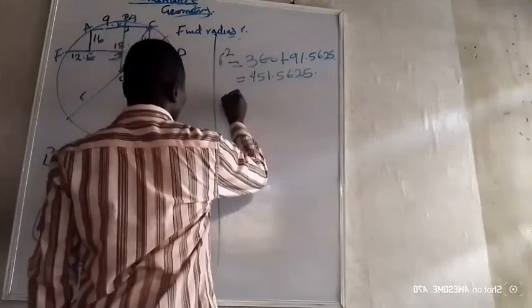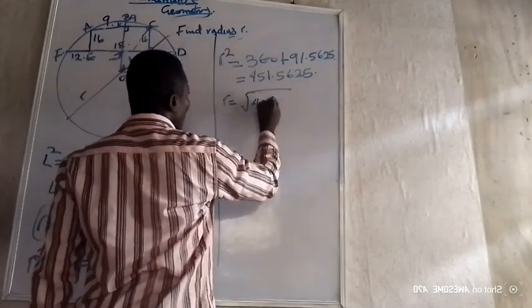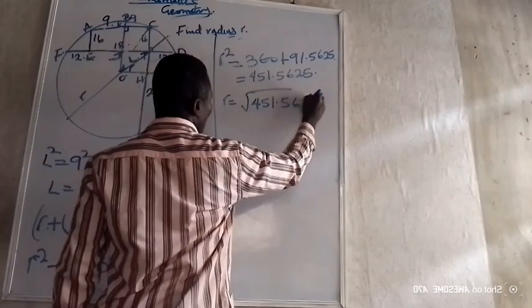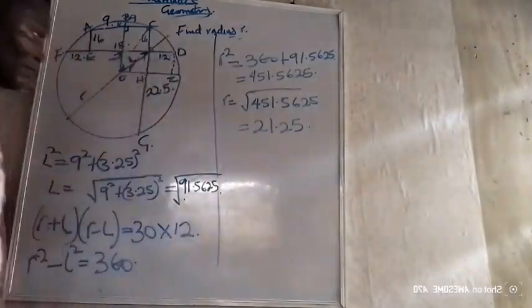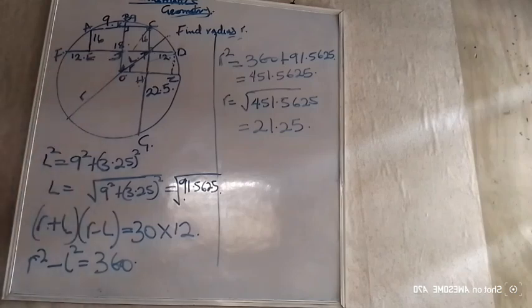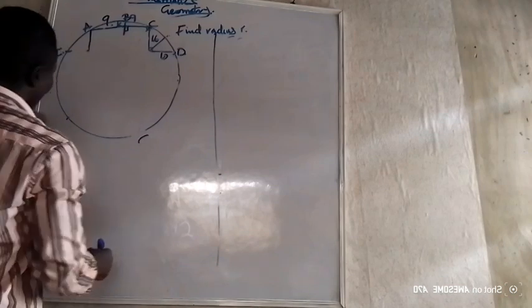So, finding the square root of this is going to give us 21.25. Just like the other time. You can see, we get it faster now. Very easy. Now, let's look at it using trigonometry.